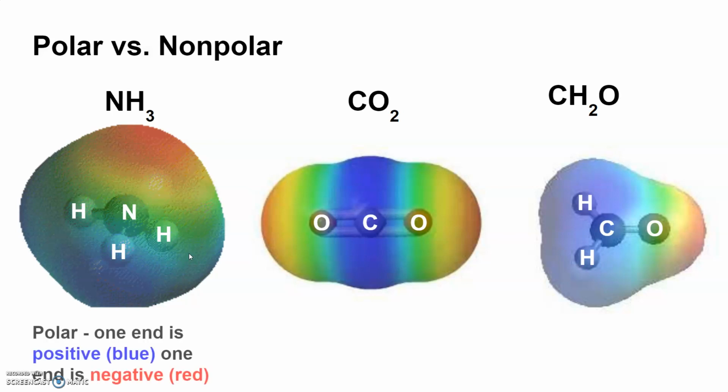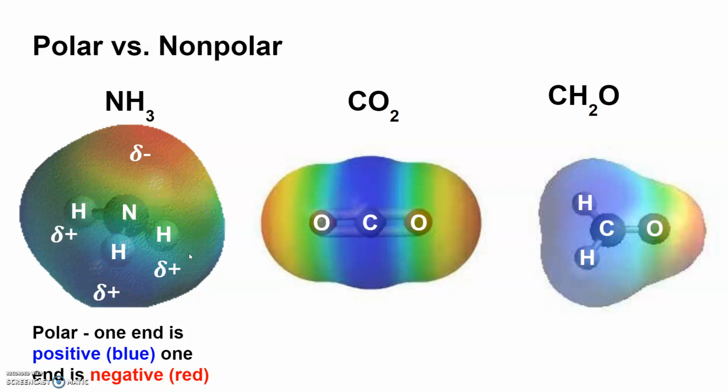All right, so let's take a look at this, starting with NH3, ammonia. In this case, this is polar. One end is positive, blue, and the other end is negative, red. And we can use the partial positive and negative symbols to show that. So where the nitrogen is, that's negative, and where the hydrogens are, that's positive.